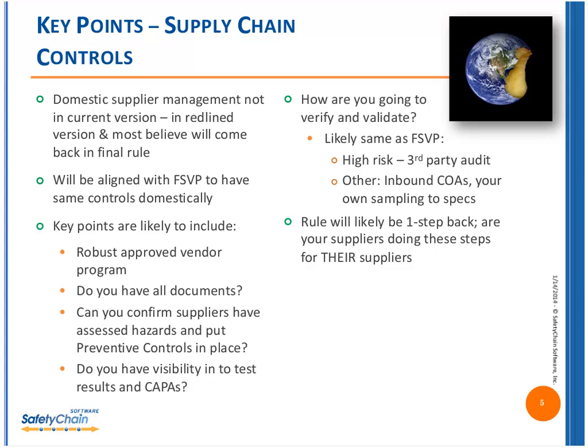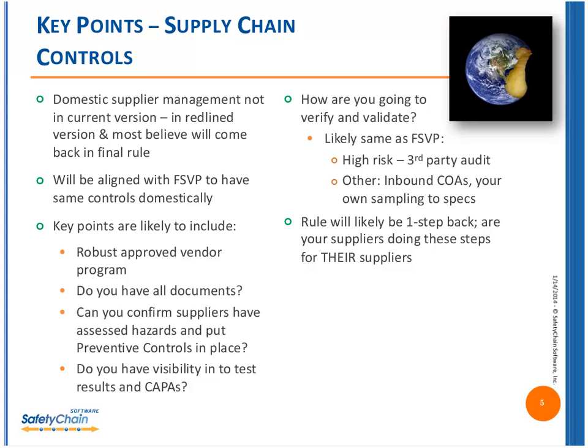It's believed that they will be aligned very closely with what we've already been discussing with the foreign supplier verification program, the idea being that the rule needs to be aligned, that we can't ask more of foreign suppliers than we do of domestic suppliers, and we should have those same controls. So with that, the key points are likely to include that you will need a robust approved vendor program. Not that companies don't have those programs already, but as we know with FSMA, if it's not documented, you might as well have not done it.